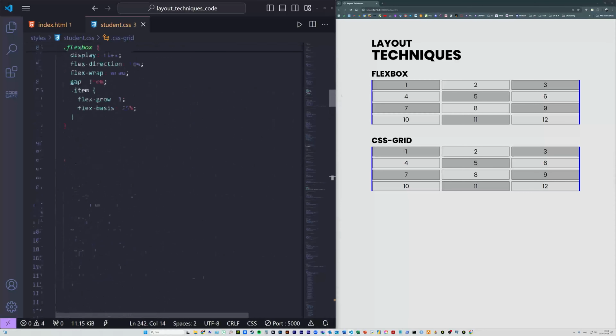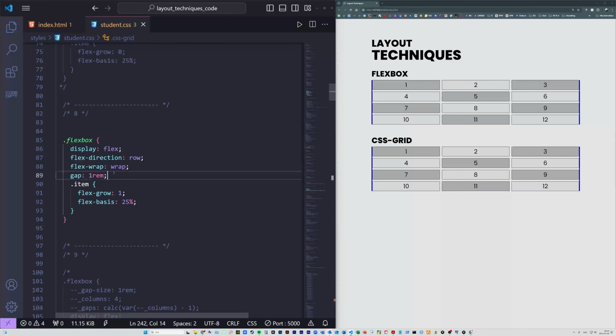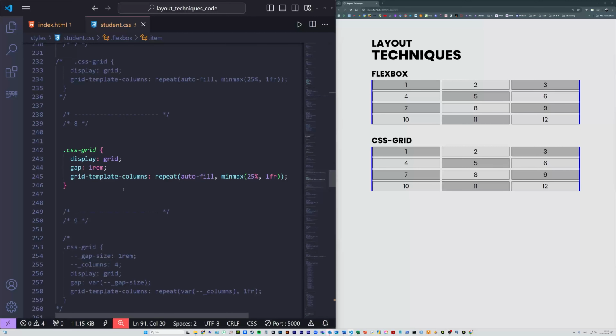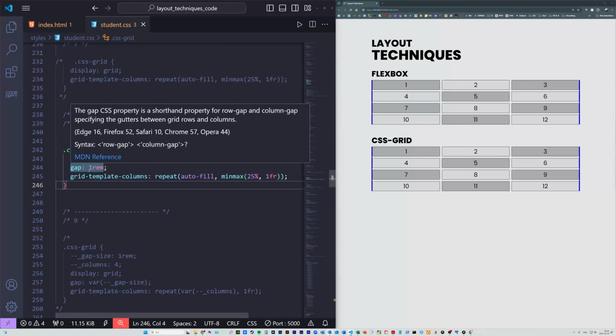So we got gap up here, gap 1 rem on Flexbox, and it's the only addition from the last time. It has no other additions. The only thing it says is that it's going to take up 1 rem between them, horizontally and vertically. And if we go down here, you can see that the 1 rem is the same thing here.